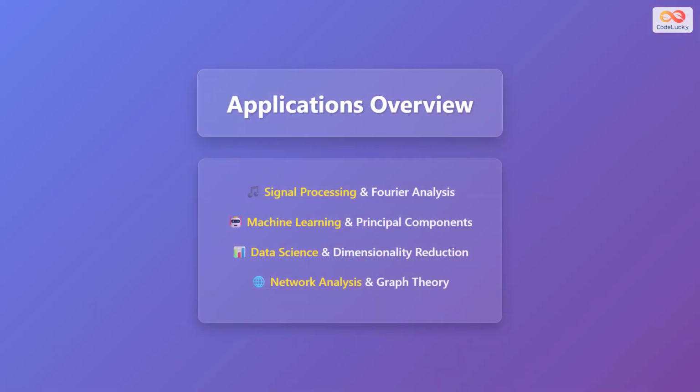Spectral theory has numerous applications across various fields. It's used in signal processing and Fourier analysis, machine learning for principal component analysis, data science for dimensionality reduction, and network analysis in graph theory. These are just a few examples of how spectral theory is applied in real-world problems.